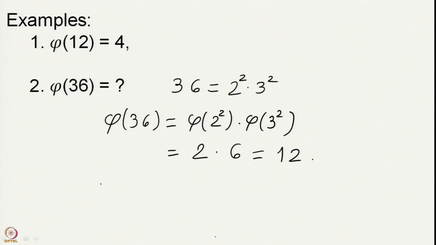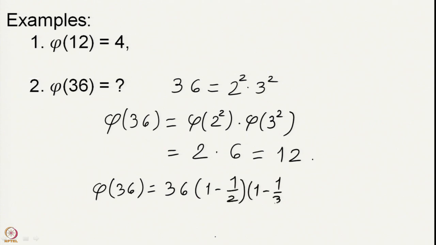We can also use the formula that we developed in the last lemma. So this will tell us that this should be 36 into 1 minus 1 by 2, into 1 minus 1 by 3, which is 36 into 1 by 2 into 2 by 3, which gives us 12.